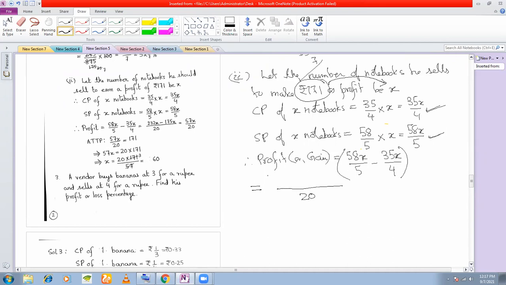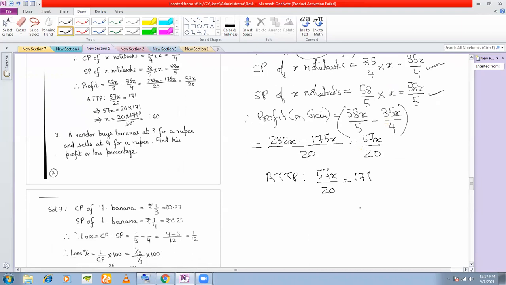So we take the LCM, okay? 20 divided by 5 is 4. 58X into 4 is 232X, minus 20 divided by 4 is 5, 5 into 35 is 175X. So how much profit is he making? 57X by 20, right? But according to the problem, how much profit should he make? He should make 171 rupees, right? So 57X by 20 must be equal to 171. And therefore you can calculate the value of X. Cross multiply.